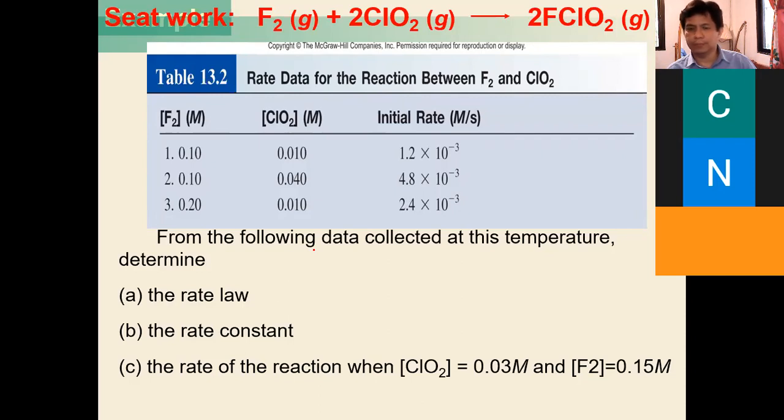Okay, so get some scratch paper or clean paper, get your calculator and pencils, and then try to solve this problem. Tapos input niyo sa BBL ang sagot. Okay, screenshot na lang para open ko yung sa BBL.